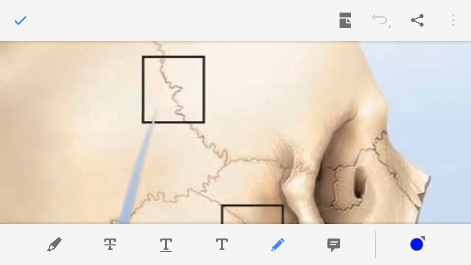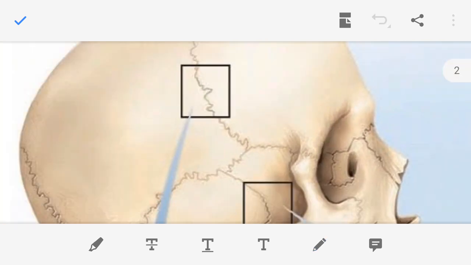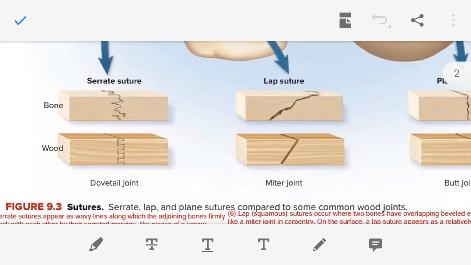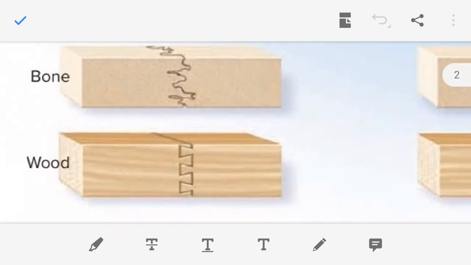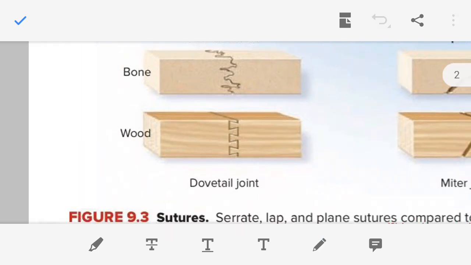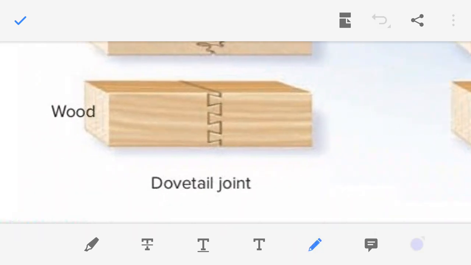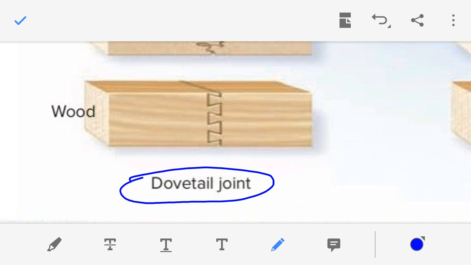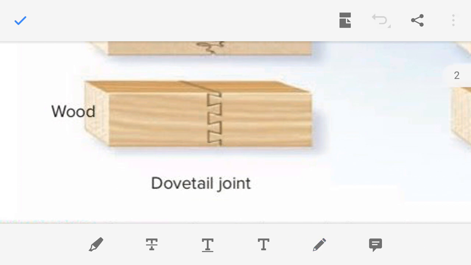This one is the serrate suture, and here you see two pieces of wood they are showing. For example, this is one wood block and this one is another wood block, and dovetail. So now you see this, what is the meaning? Okay, so how the edge of the wood and how the depression is present in the other piece of wood and how they are joining to each other.